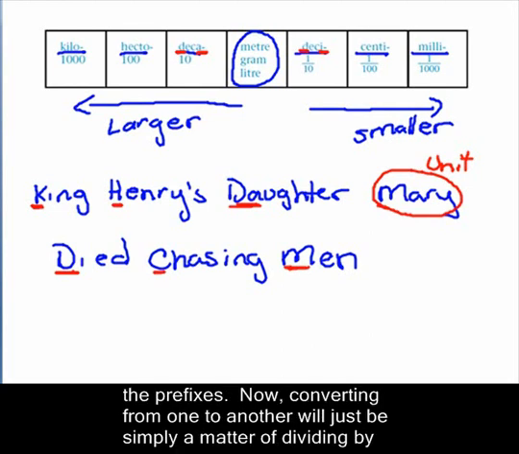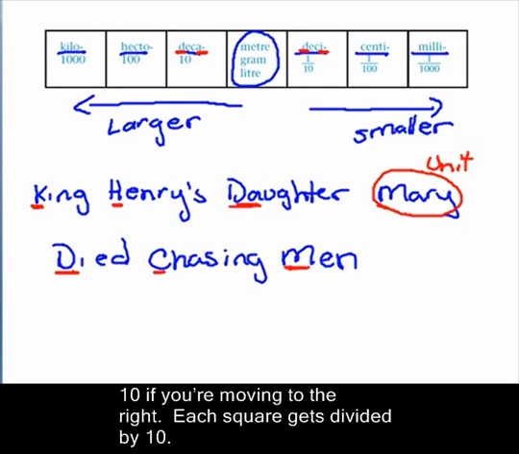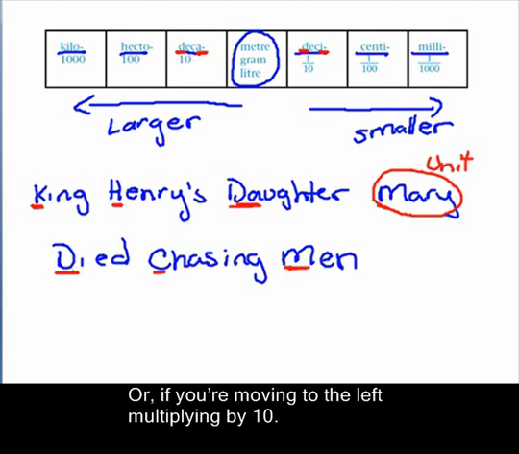Now, converting from one to another will just be simply a matter of dividing by 10 if you're moving to the right. Each square gets divided by 10, or if you're moving to the left, multiplying by 10.